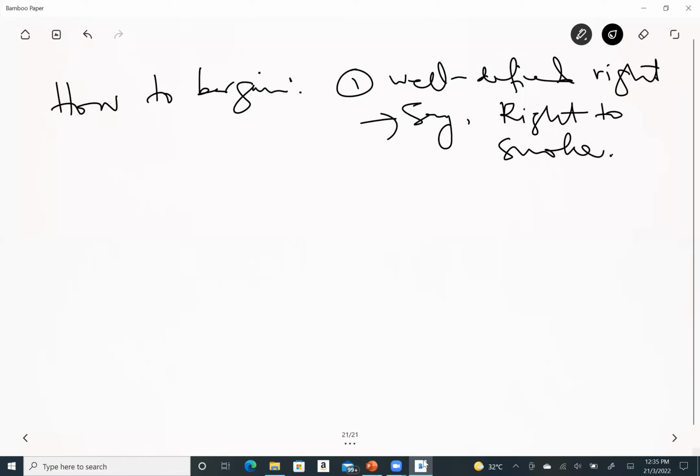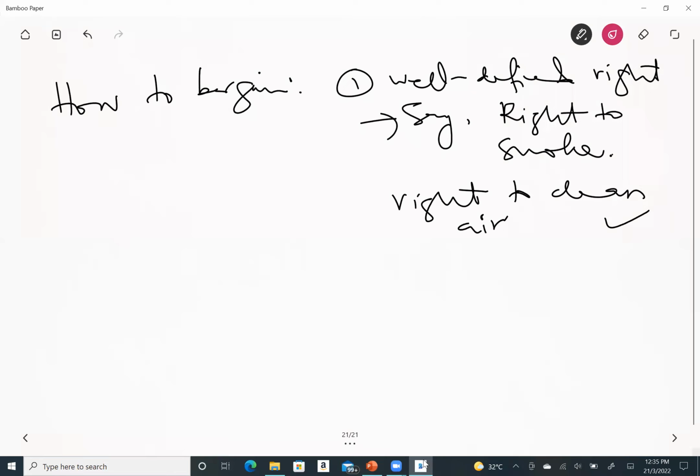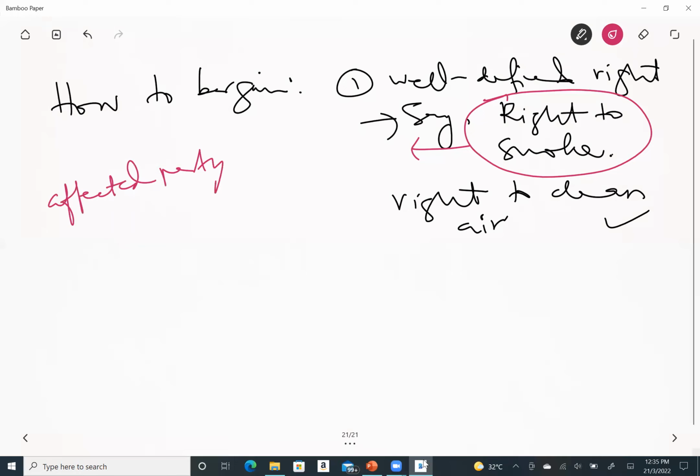You have the right. We can also have, say here, the right to clean air. This also can be done. But it doesn't matter. The Coase theorem doesn't say which party has the right. So suppose this is the one. Your friend has the right to smoke. So you are the affected party. You want clean air. He has the right to smoke. So the affected party will initiate the bargaining.